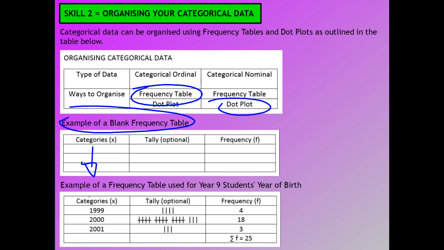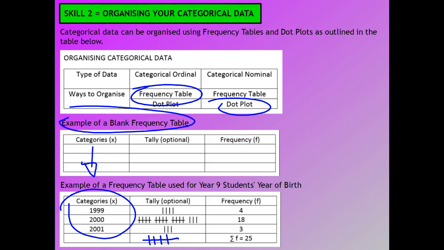An example is included below of using the years of birth of Year 9 students. So we've got three categories. We've got 1999, the year 2000, and the year 2001. The tally is here. So this is where we go 1, 2, 3, 4, and then if you get a fifth result, you cross it off like that. And it makes collecting your data a little bit easier if there's lots of results.